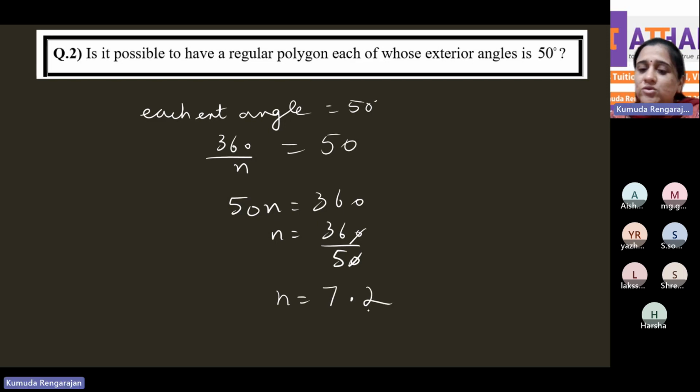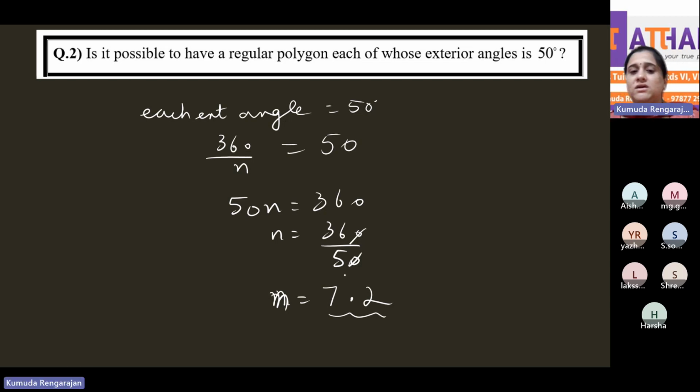So n is equal to 36 by 5, which is 7.2. Is it possible to have a polygon with 7.2 sides? What is n? n stands for the number of sides or number of interior angles. Can you have 7.2 sides? No. So the answer is no, it's not possible to have a regular polygon whose each exterior angle is equal to 50 degrees.